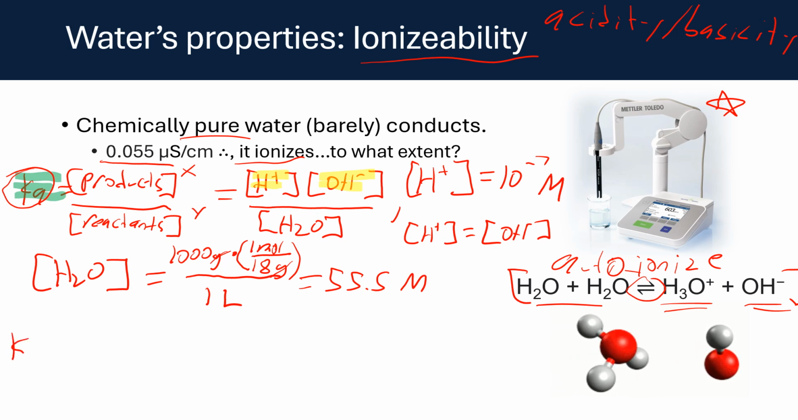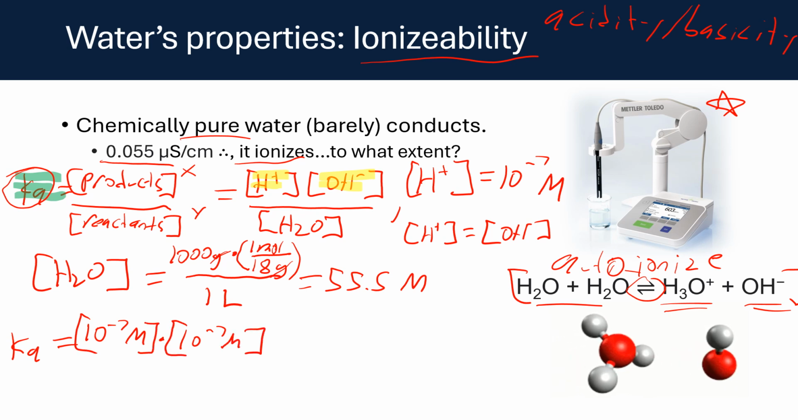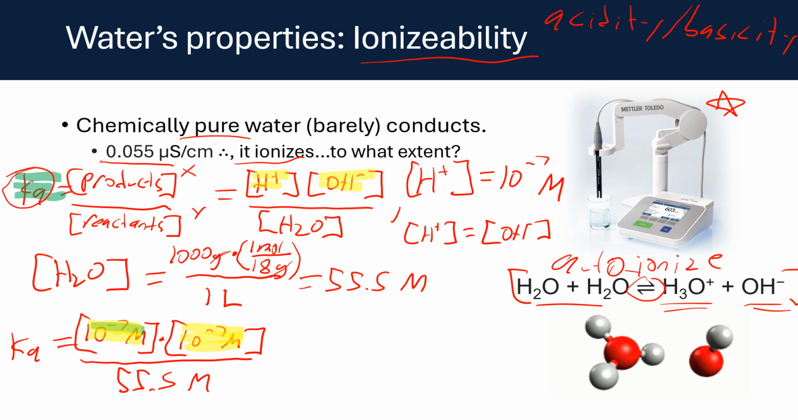I'll just reiterate over here that Ka equals the products multiplied together. So that would be 10 to the minus 7 molar times 10 to the minus 7 molar. That corresponds to the concentration of hydronium and hydroxide. And next, we are going to divide this by the concentration of water, 55.5 molar. And so when you do that calculation, you're going to get 1.8 times 10 to the negative 16 molar. All right, and that is what Ka equals.